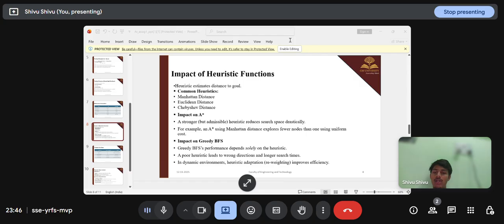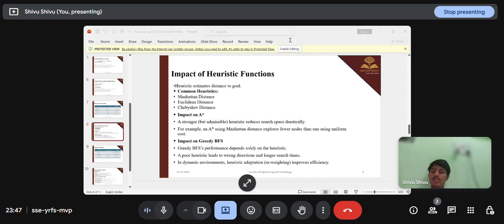And next, impact on A star. So a stronger but admissible heuristic reduces the search space drastically. It means a good heuristic makes A star search fewer nodes and reach the goal faster. And for example, use Manhattan distance. And next, impact on greedy best first search.